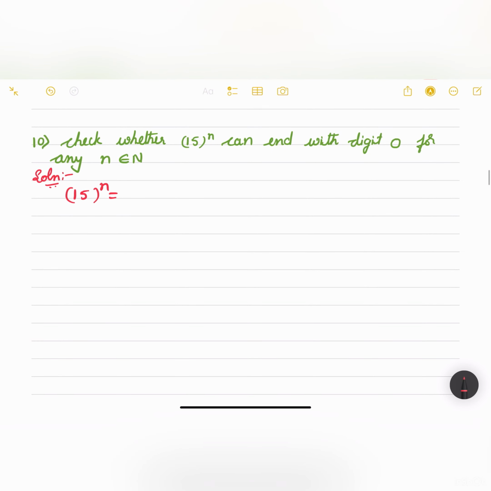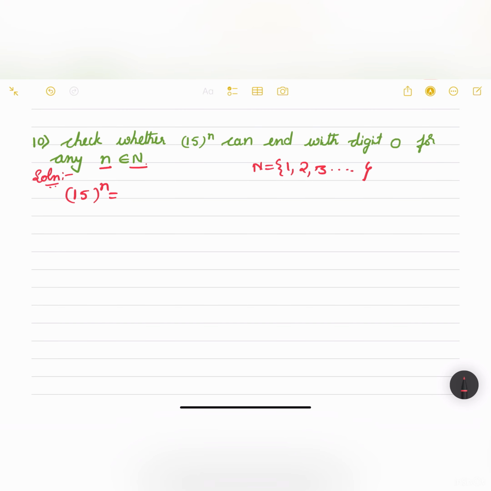Check whether 15 power n can end with the digit 0 for any n belongs to N. N belongs to N here, the number is belonging to natural number. A natural number means it should start with 1, 2, 3, etc. up to infinity, the counting numbers. Let us find out this.